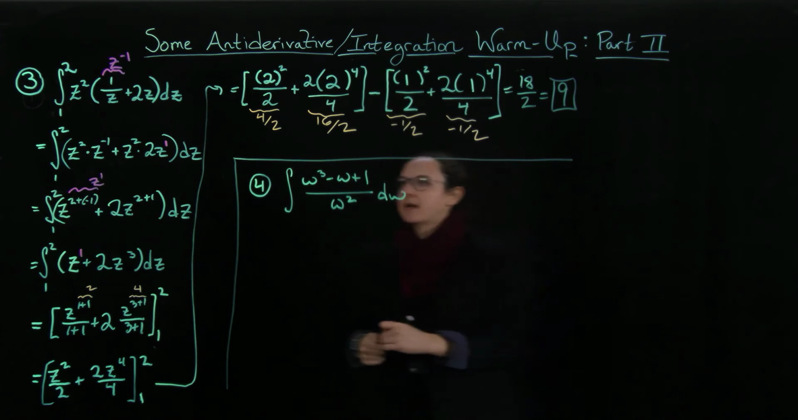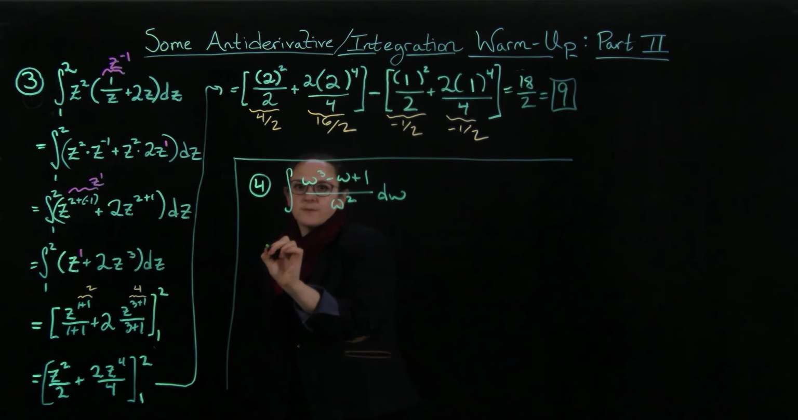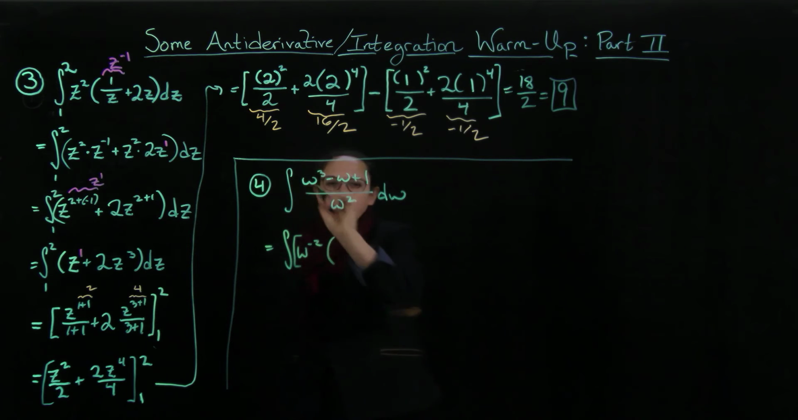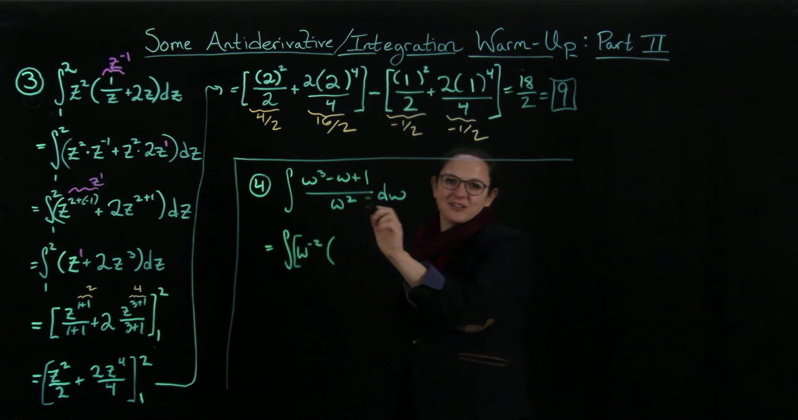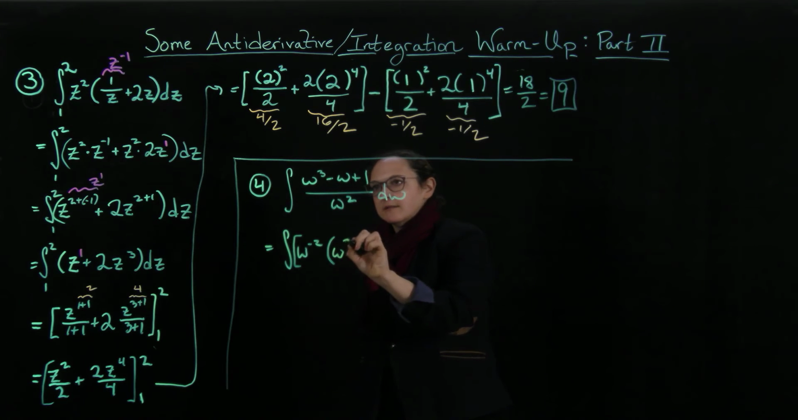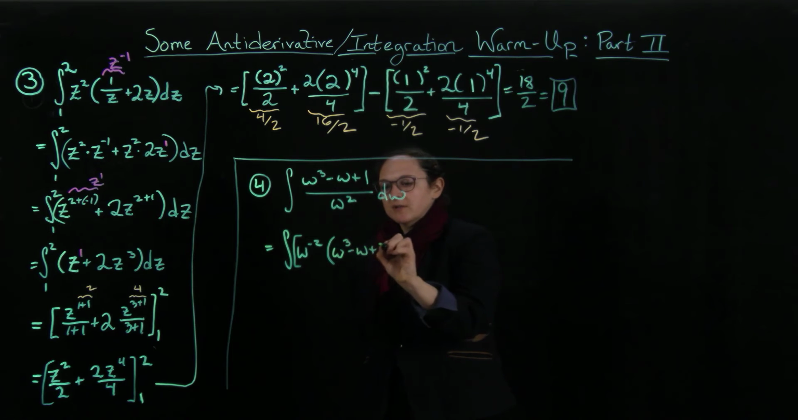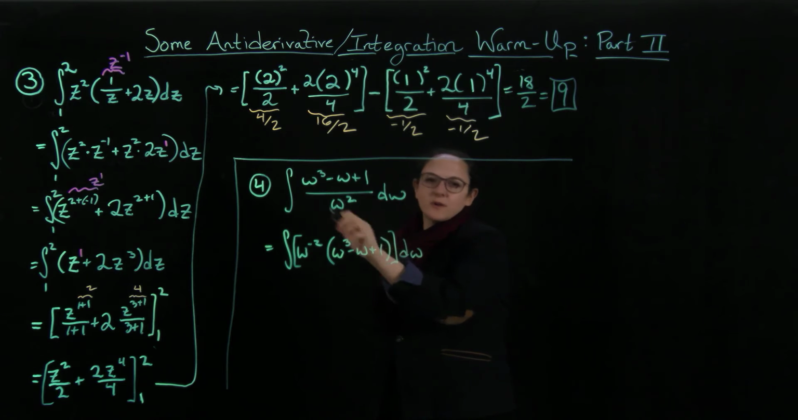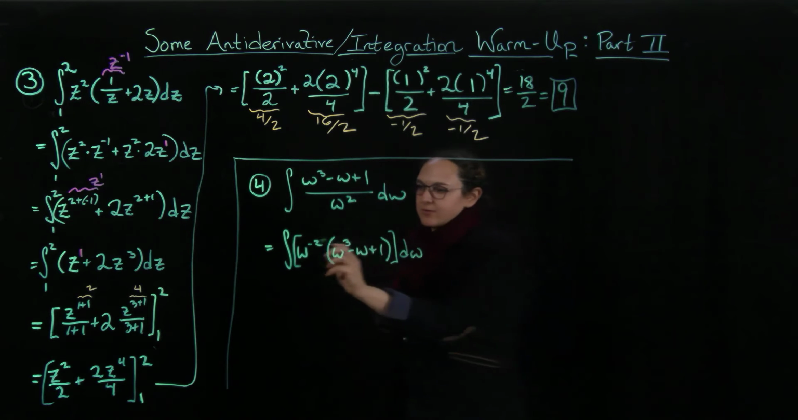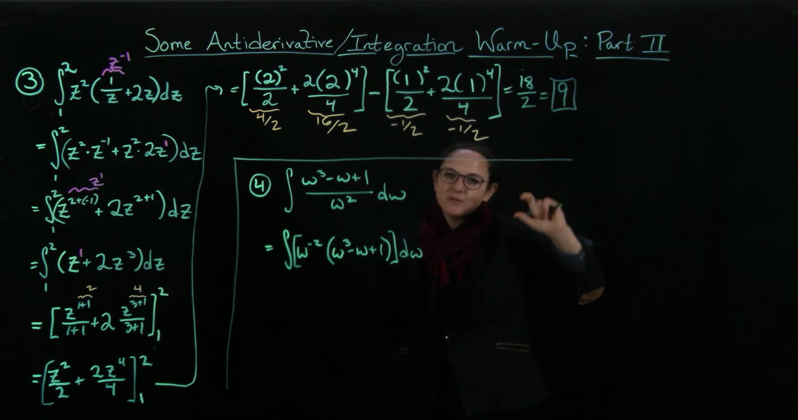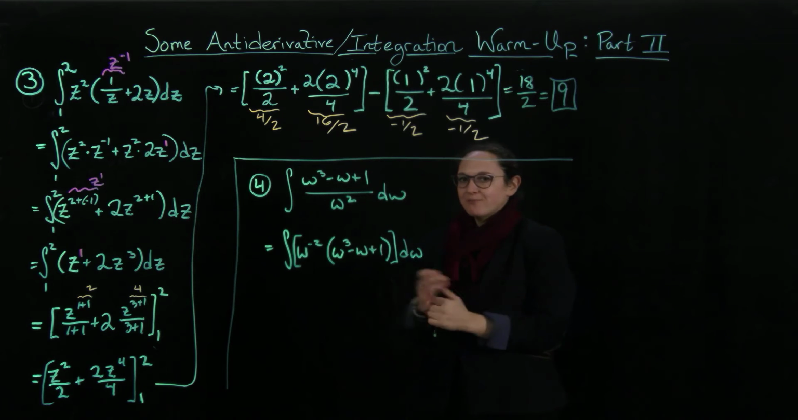Okay, so I'm going to go ahead and do that. So this is going to equal the integral of w to the minus 2 times, and this has to be multiplied by the entire thing, because it's below the entire thing. So this is w cubed minus w plus 1, dw. All I did was take a w squared on the bottom, the same thing as a w to the minus 2 on top. When we move an exponent between top and bottom, we switch the sign on it.